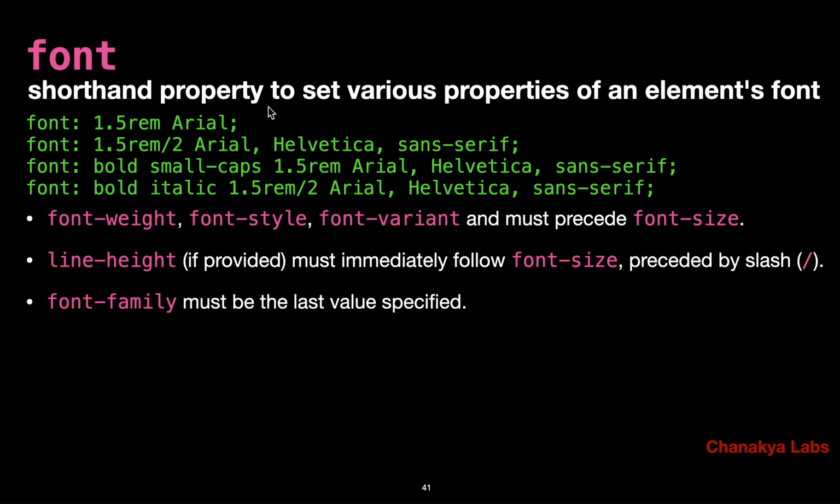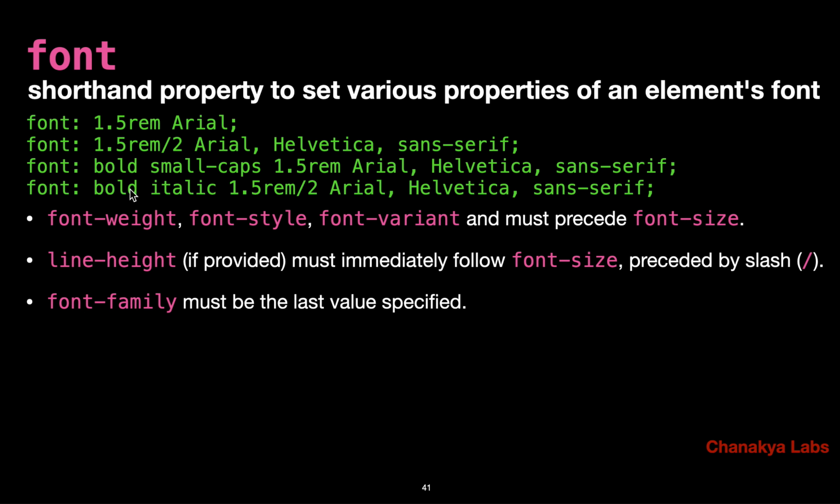Once font family is the last one, before that you can keep many other things, like for example font weight, font style, font variant, all these things you can put. However, if you are using line height in this font declaration, then that should come after font size, followed by a slash. So have a font size, then a slash, and then line height if you want. That is the syntax. The minimal behavior is that you can have a font family, and then some font size, and then before that you can have other things like bold, italic, whatever.